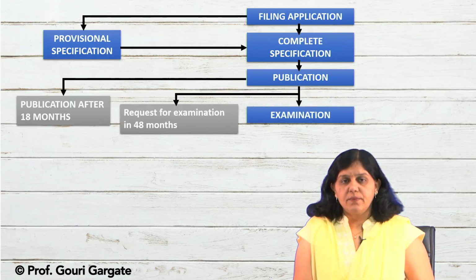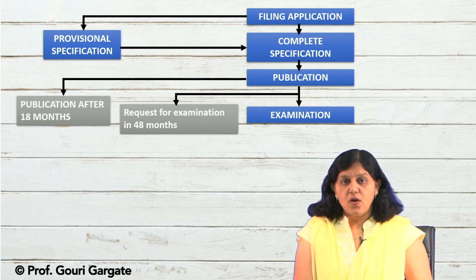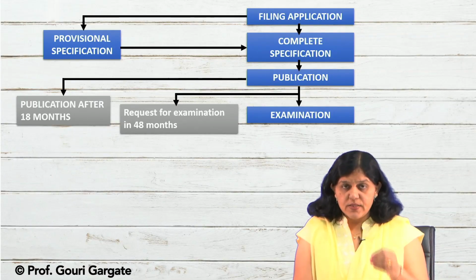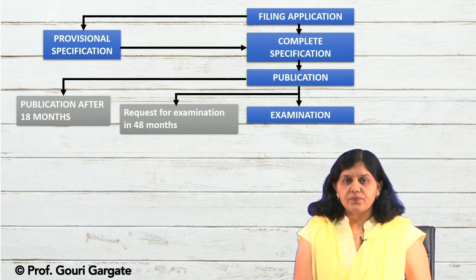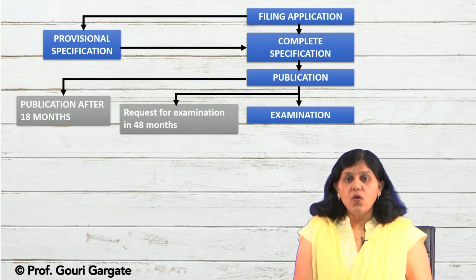Now, the third step, the next step, is examination. Is this automatic like publication, or do you require to give some fees for that? Yes, you have to give fees for that. It is not automatic, you have to file the request for examination. So, here the applicant has to give the request for examination along with the requisite fees. Until this request is received by the patent office, the application cannot be considered for patent examination.